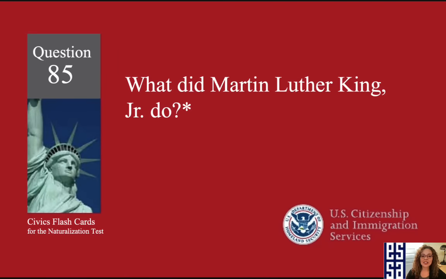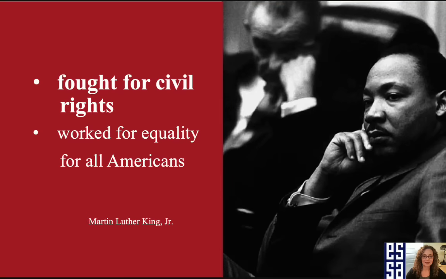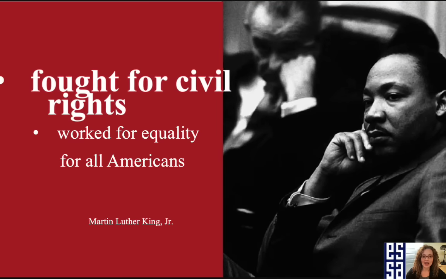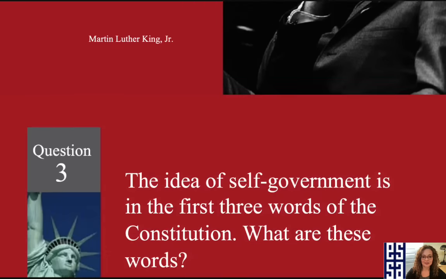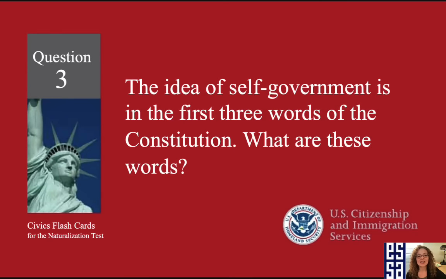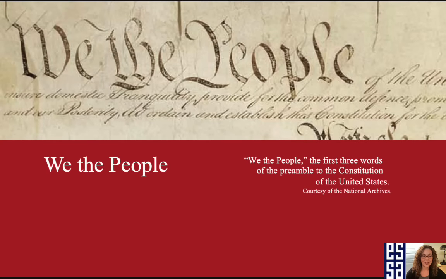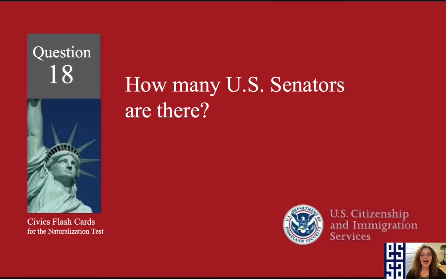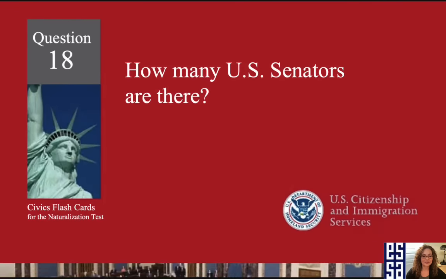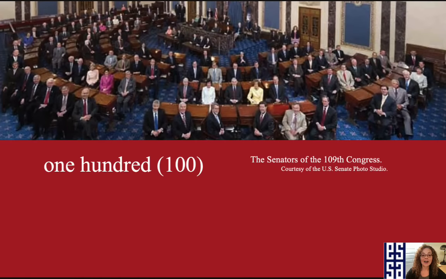What did Martin Luther King Jr. do? He fought for civil rights. The idea of self-government is in the first three words of the Constitution. What are these words? We the people. How many U.S. senators are there? 100.